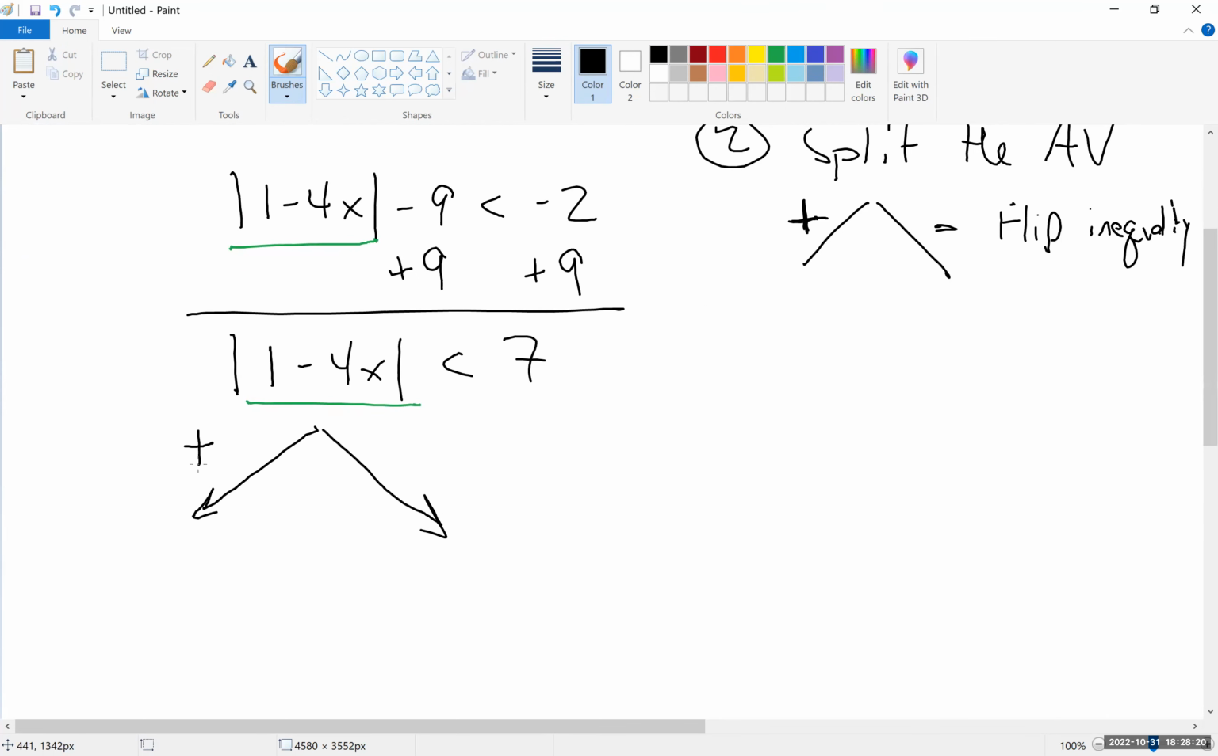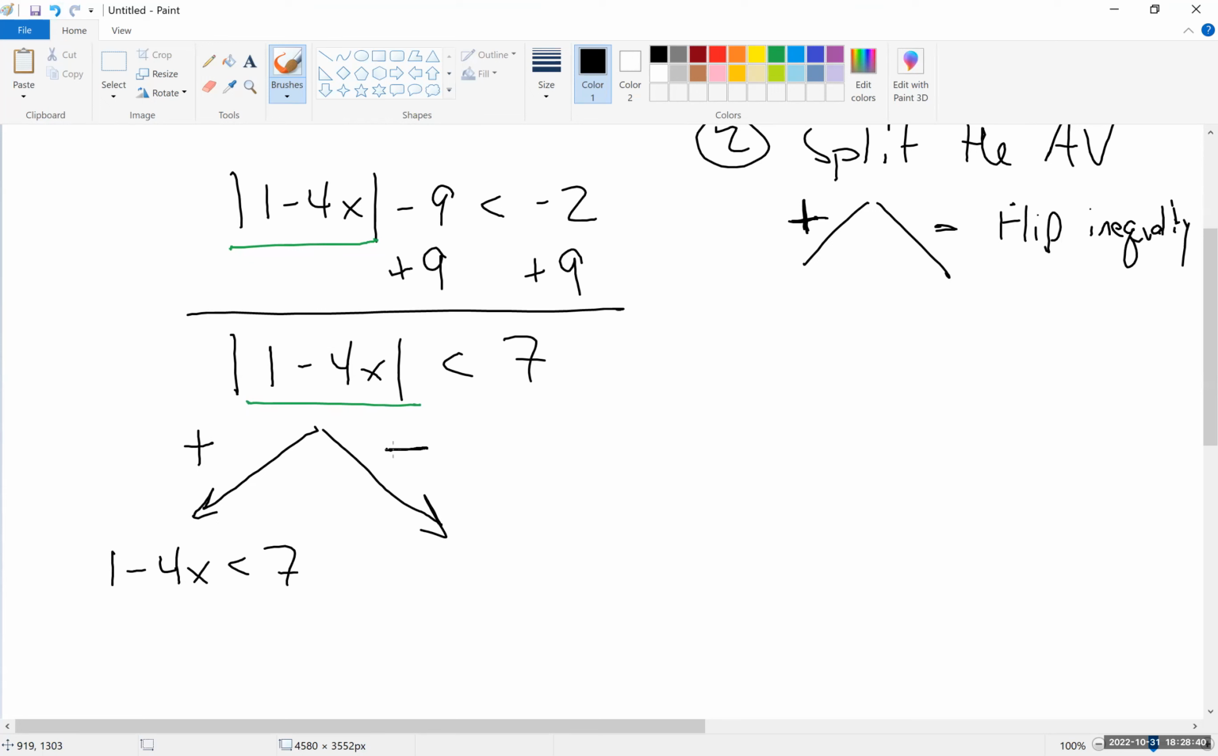We have a plus side. The plus side is when you're taking the positive. And all you do on the plus side is drop the absolute value sign. So you get 1 minus 4x. It looks pretty bad because that 1 looks like an absolute value. It's just 1 minus 4x is less than 7.